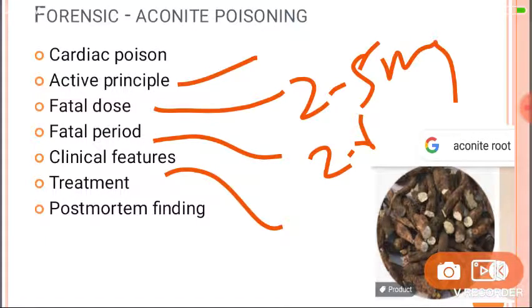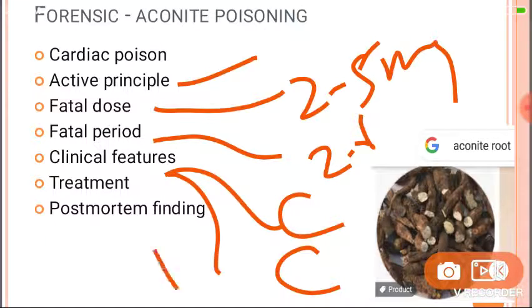Clinical features, same thing you write for everything. Nausea, vomiting, diarrhea, burning sensation, headache, giddiness, convulsions. Then cardiac effects you should write. Basically tachycardia followed by bradycardia and hypotension. Then general weakness, paralysis of heart. Okay, even direct contact with these roots and leaves produces tingling, numbness. Pollen grain causes pain and swelling in eyes. Main clinical feature is hippus.